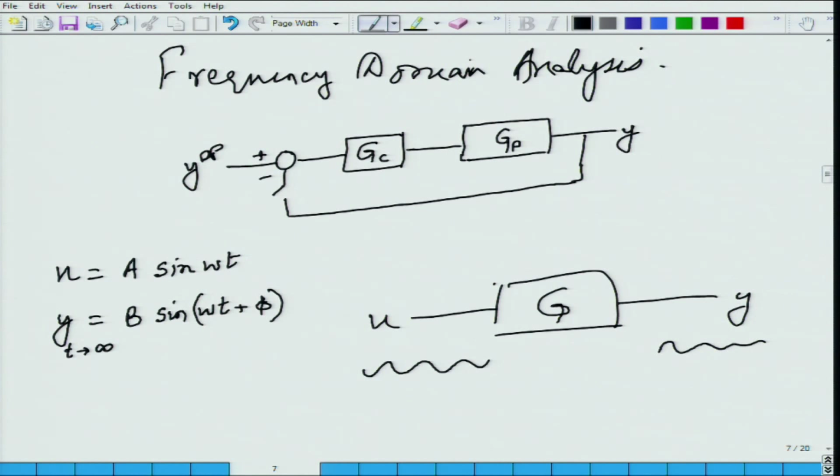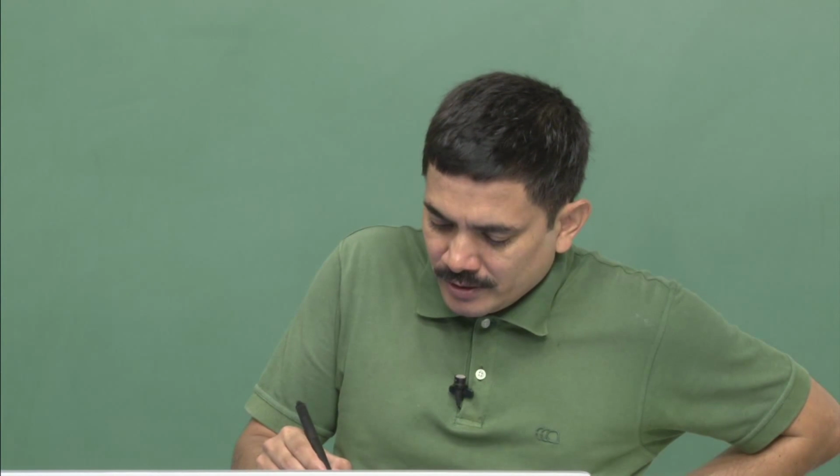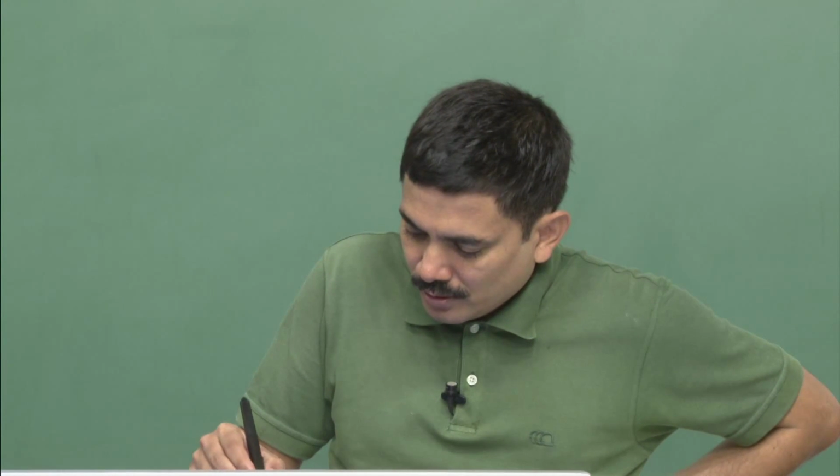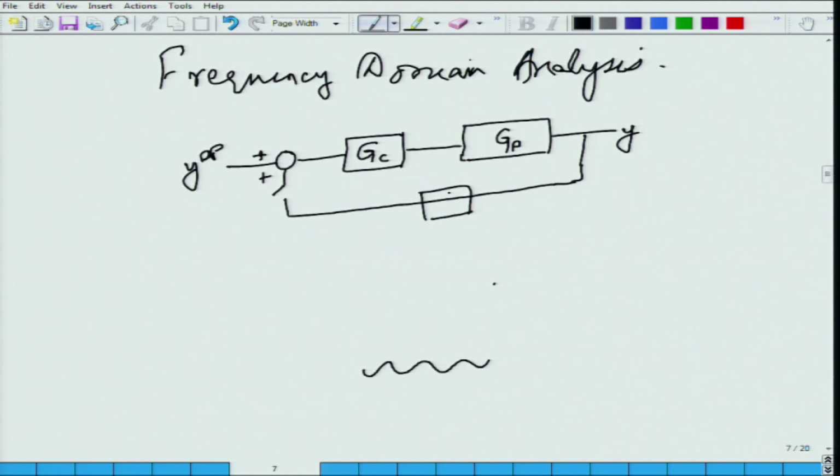Let us look at the feedback loop above, and let us say the feedback is not yet closed. By the way, this can also be represented with a multiplier of minus 1 here. This is the same feedback system, it is just that I am multiplying by minus 1. Let us say the input is a sine wave, and its amplitude is 1.